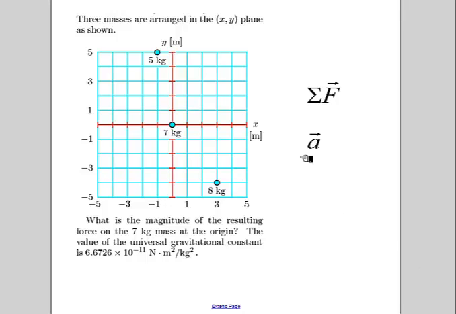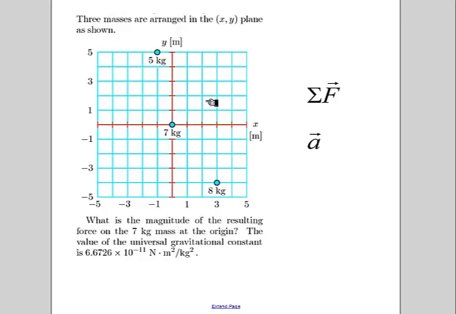To begin the problem, the problem statement is asking for just the magnitude of the net force. It's not spelled out, but we're looking for the magnitude of the net force, but I'll also show you how to find the magnitude of the acceleration. It's very easy if you have one to find the other. And I'll also help you figure out how to find the direction, and we'll see that at the end of the problem. So we're going to do those three things.